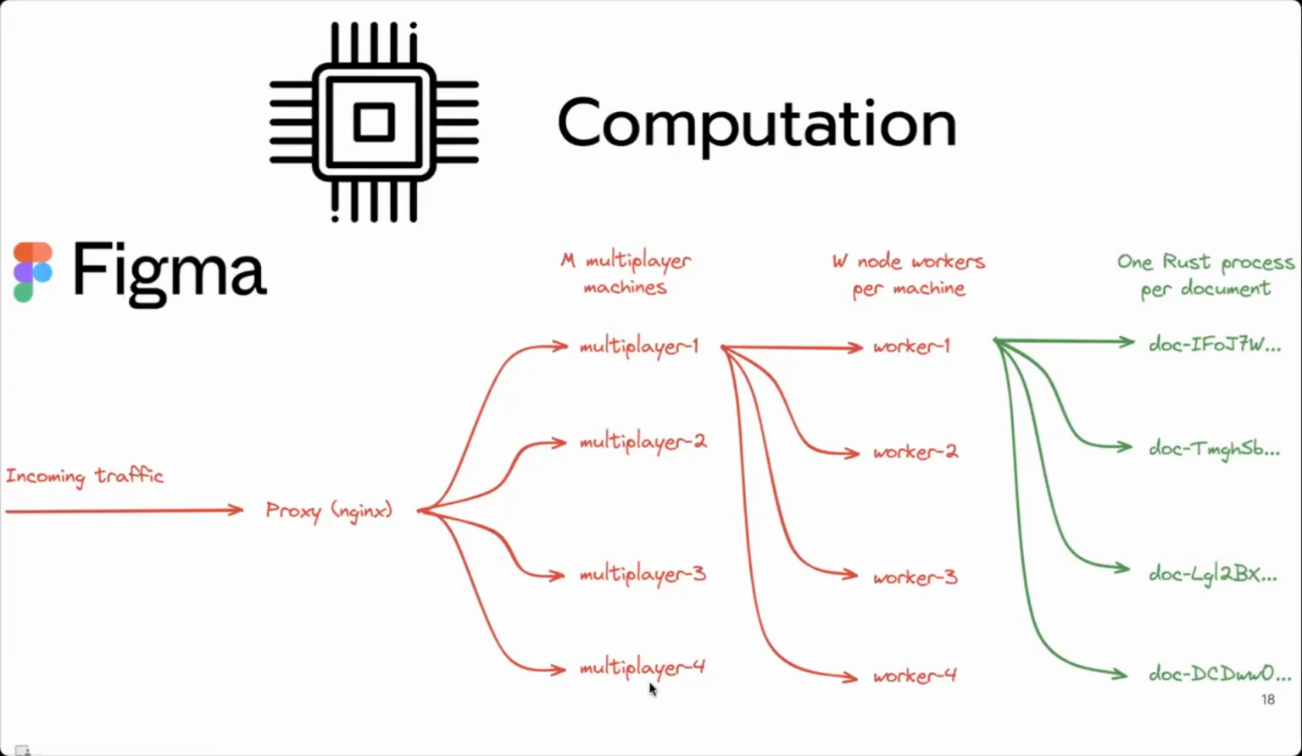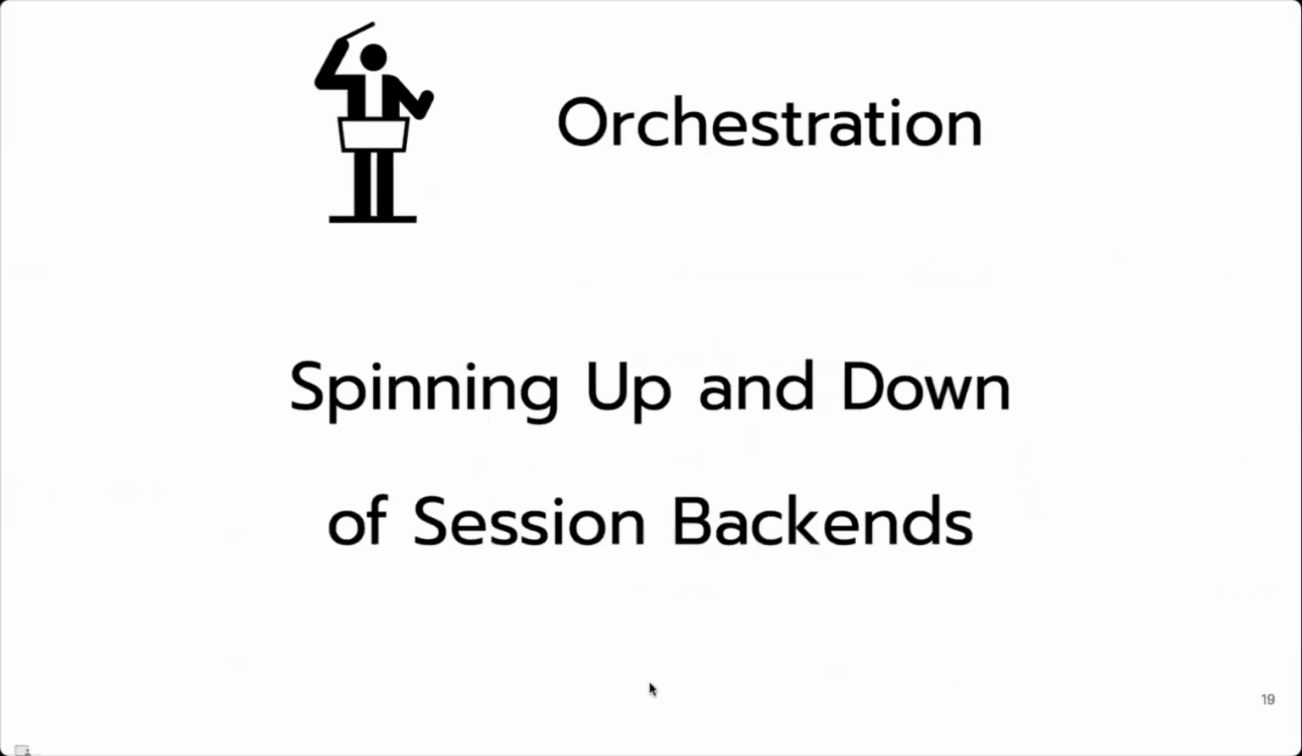In summary, the computation layer for session backends reflects the need for concurrent CPU and memory resources for every user's session. Now we turn to the brains of session backends, the orchestration layer. Orchestration refers to the on-demand creation and termination of session backends. An orchestrator must spin up a session backend on command and spin down the session backend when the user ends their session. We found multiple ways that companies have handled the orchestration of session backends.